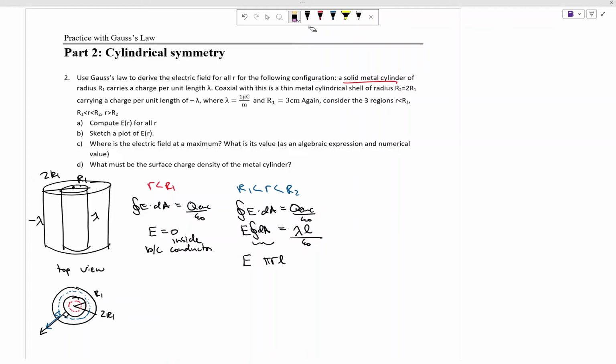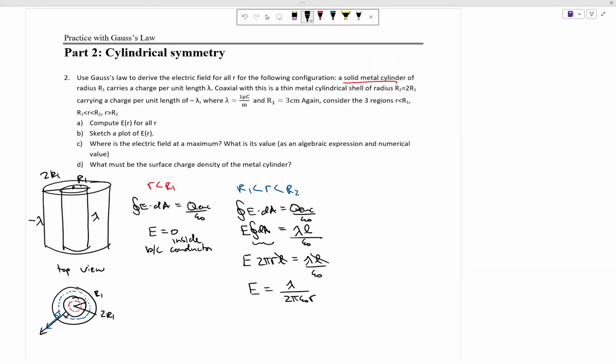And this is equal to lambda L over epsilon naught. So we can see some stuff is going to cancel, and we're just left with E equals lambda over 2 pi epsilon naught r. So it's proportional to 1 over r. This was an expression that we could actually come up with by integrating Coulomb's law, but this is the easier way to do it, by using Gauss's law.